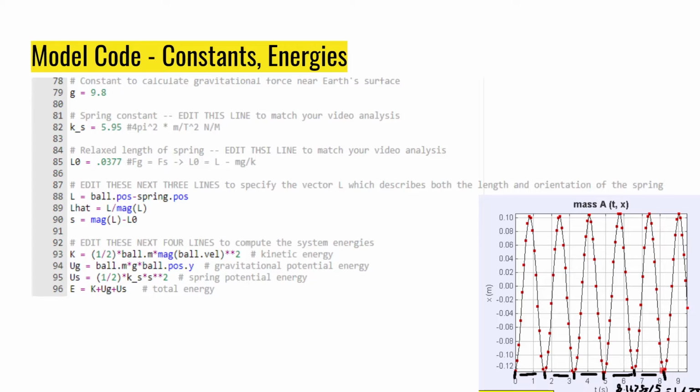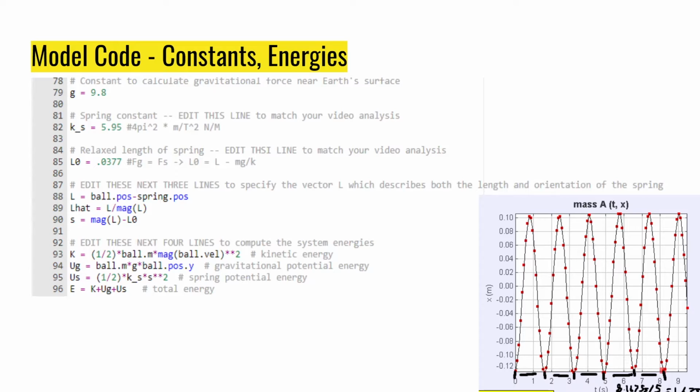Continuing on, we have constants and energies. We found that g is equal to 9.8, ks is equal to 5.95. To find this, you have to find the period of oscillation, as seen in the bottom right. ks is equal to 4 pi squared times m over the period of oscillation squared. Next, we found the relaxed length of the spring, L0, and that is equal to 0.0377.